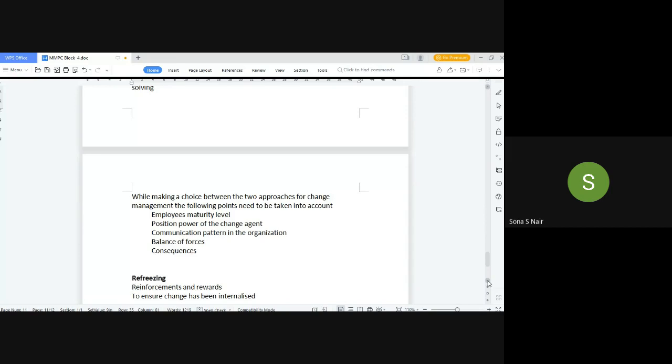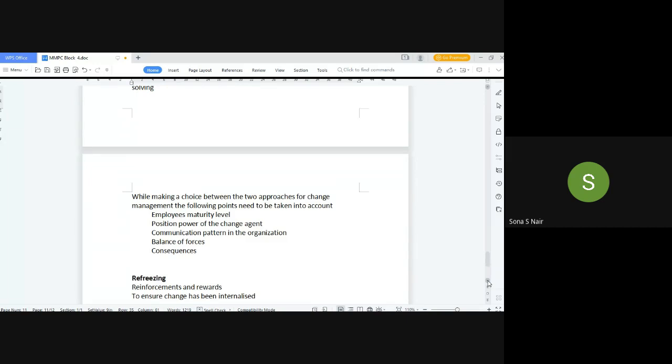Communication pattern in an organization, if it's more informal or formal, whatever. If it's formal, then it has to be directive only. If it's more informal, then it can be one-to-one communication. And in general, informally, these things can be taught to the people, can be brought to their notice, and their queries, their suggestions, their apprehensions can be addressed. So, in those cases, a participative style of change can happen.